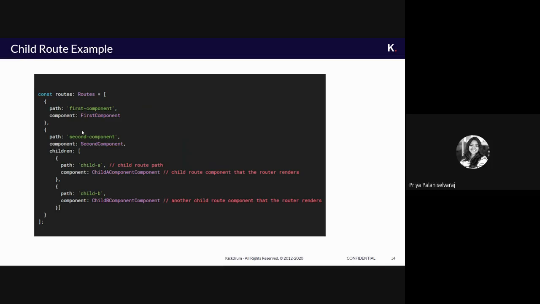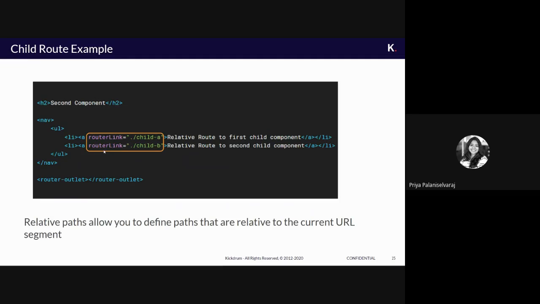So this second component has two child routes, child A and child B. And in the URL, it will be displayed like localhost 4200 slash second component slash child A, slash child B. So in routerLink, we have to mention dot slash and child A.